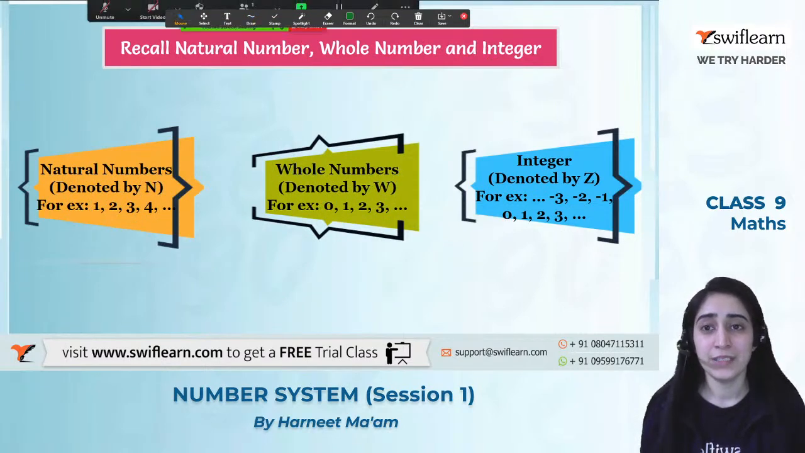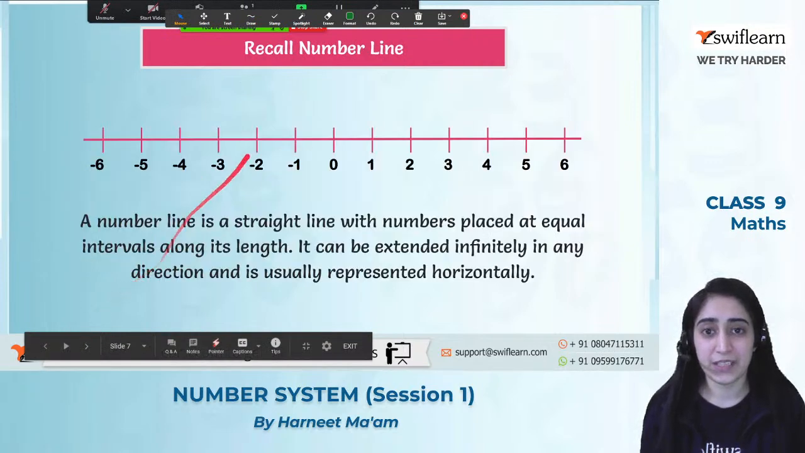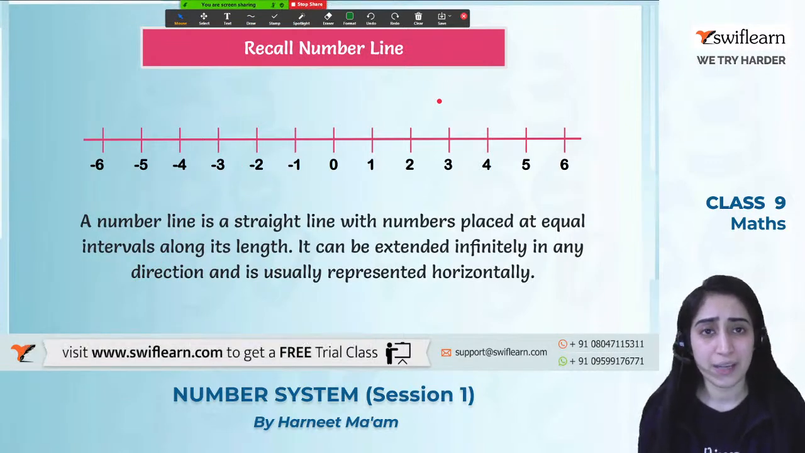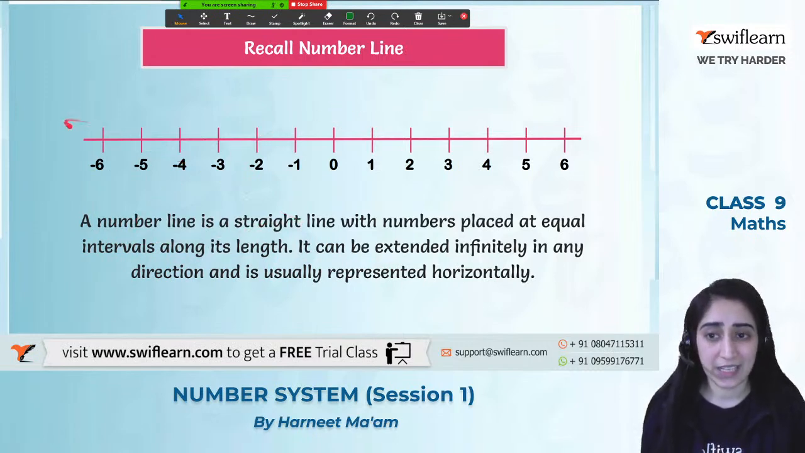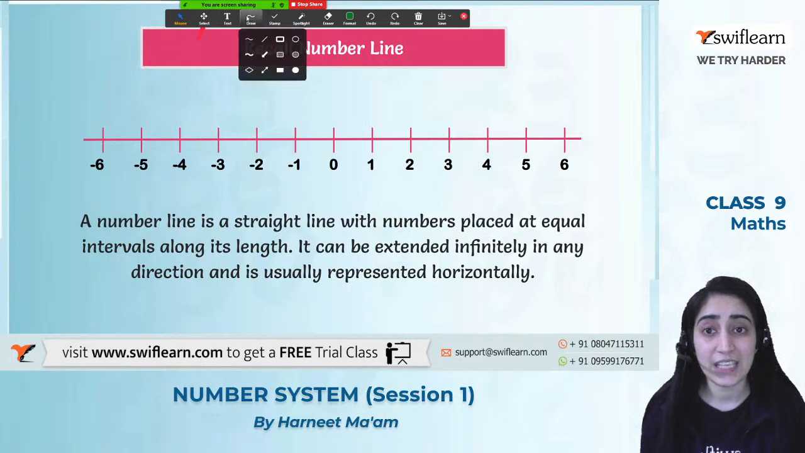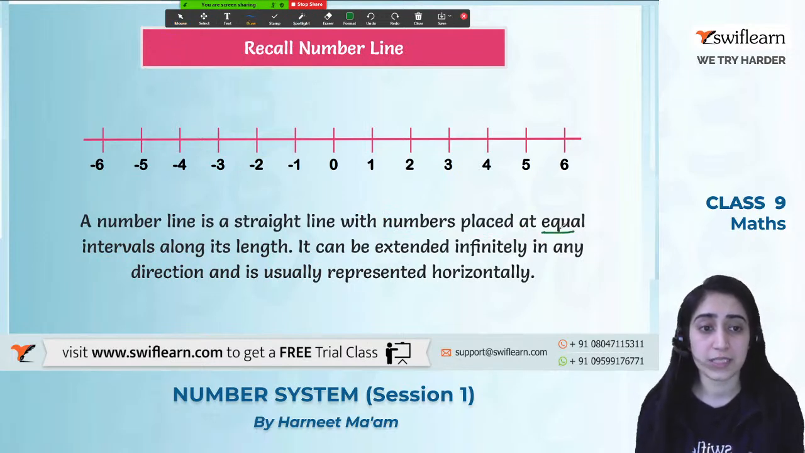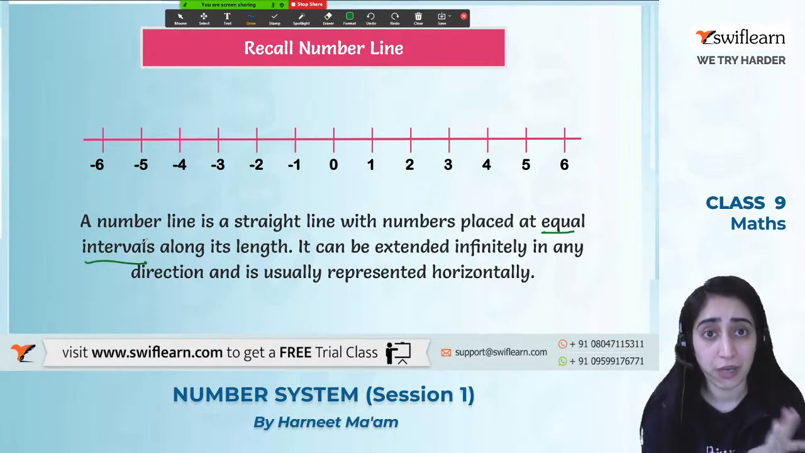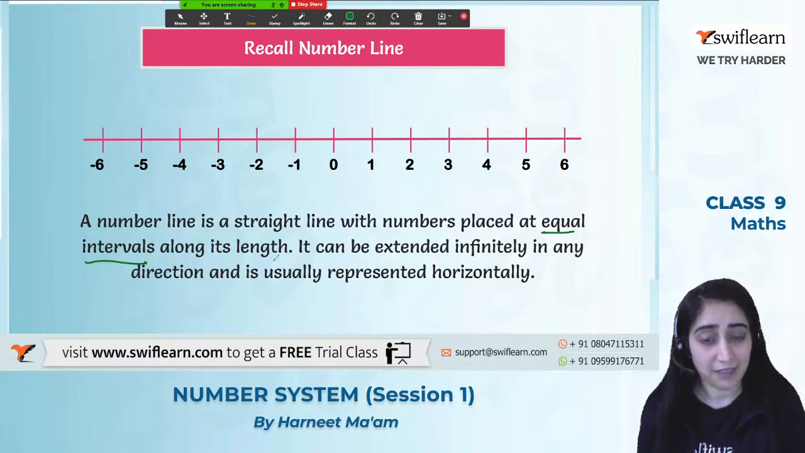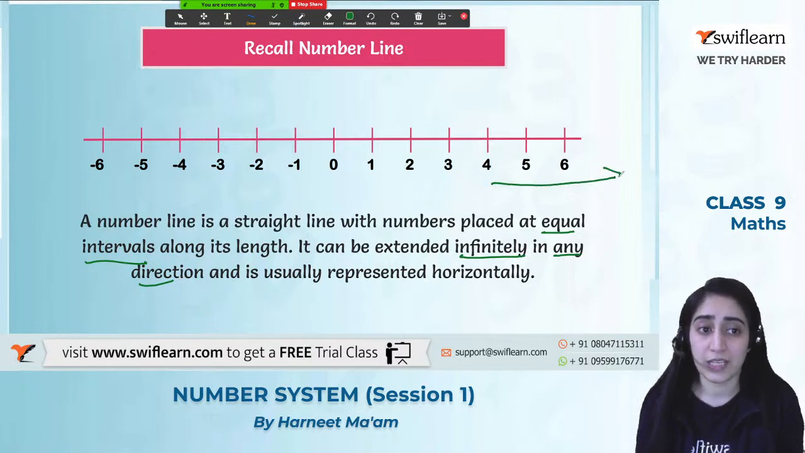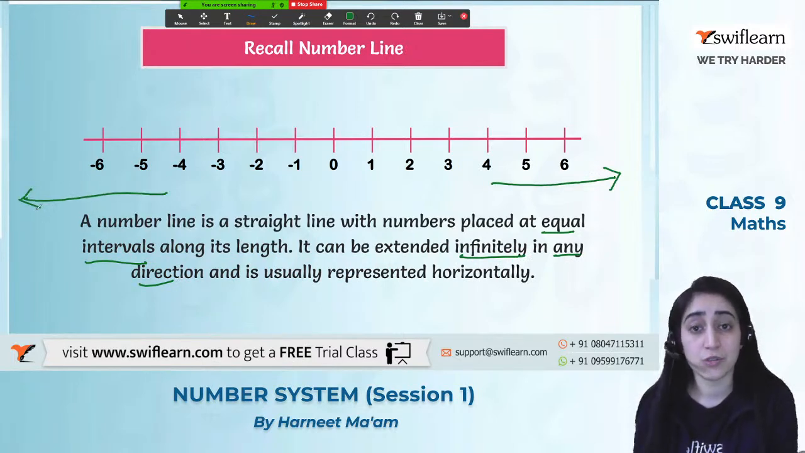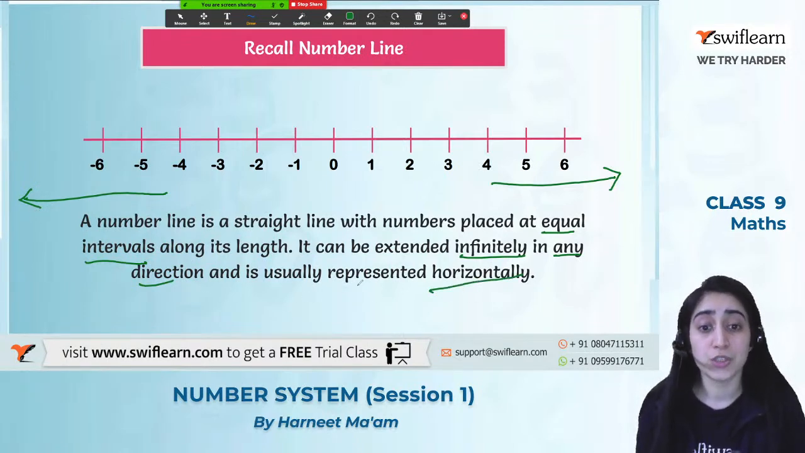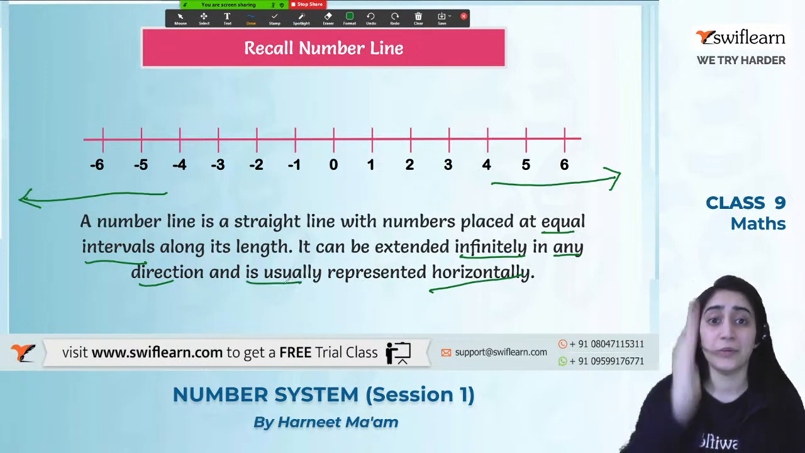Great. Let's move ahead and see. Let's recall what a number line is. So a number line is a straight line with the numbers placed at equal intervals. This equal interval is very important. The gap between each and every number is the same throughout the number line along its length. It can be extended infinitely in any direction. So it can go towards the right infinitely as well as towards the left. There is no limit. It never stops. And it's usually denoted as a horizontal line. If we want, we can make it vertical as well.